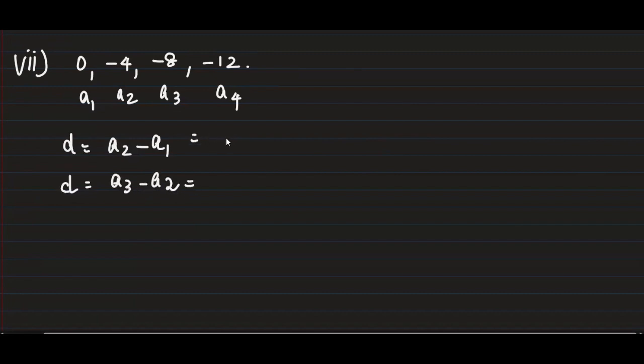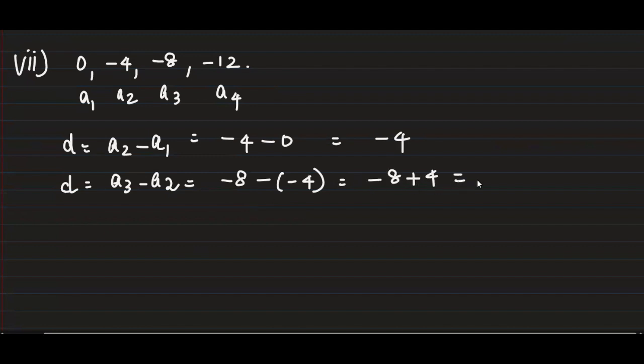So A2 here will be -4, then minus 0 only. Then here A3 is -8, -8 minus -4. So -4 minus 0 will become -4. Then -8 plus 4 is also -4. So here D value is same. So D values are equal. So A3 minus A2 is equal to A2 minus A1. Hence this one comes under the category of AP.